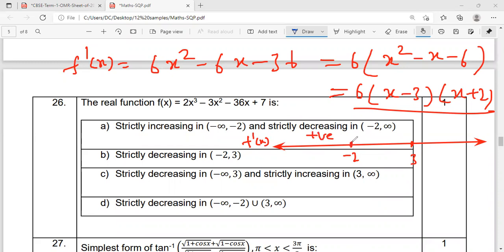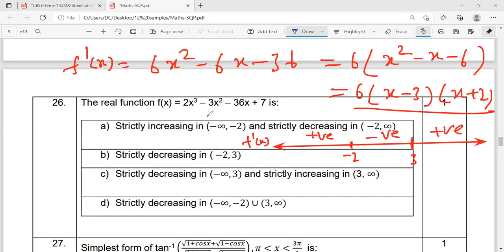Now with x between minus 2 and 3, the easiest number is 0. So take x is equal to 0 there. 0 minus 3 and 0 plus 2. That should be negative, right? Minus 3 into plus 2, no? We'll get negative. But if x is more than 3, consider 4. Simply substitute 4 here. 4 minus 3 and 4 plus 2. So positive, positive. So positive into positive should give you positive.